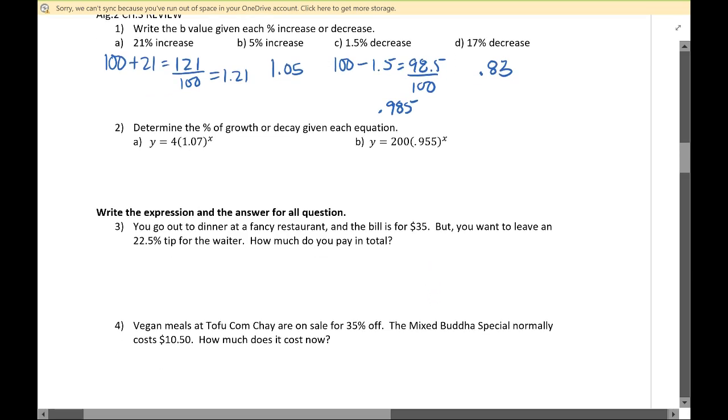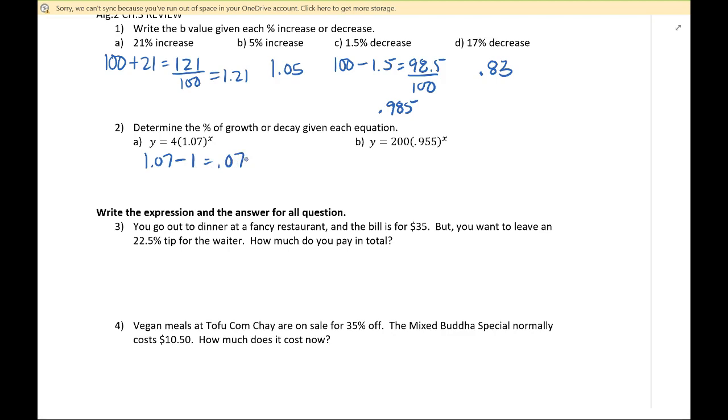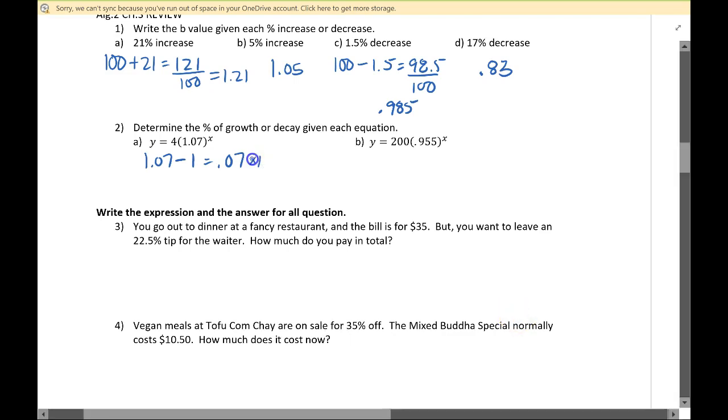All right, looking at number 2, determine the percent of growth or decay. And so as in the previous problems, you see when the number is greater than 1, it's a percent increase. Well, how much more is it than 1? Well, if we take 1.07 minus 1, you get 0.07. So 0.07 is the decimal form of the percent growth. And so if we multiply this by 100 to convert it to a percent, we get a 7% growth.